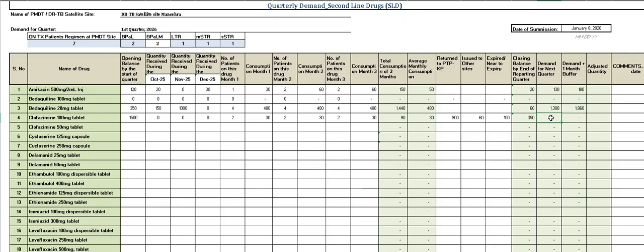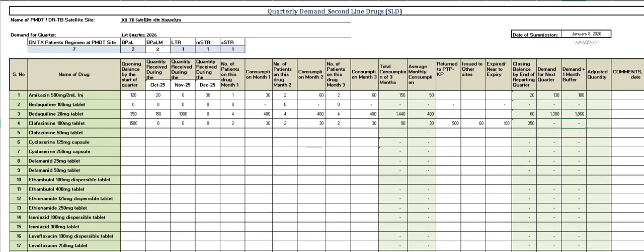The demand is 0, so no need to add any buffer stock. You have a lot of extra stock with you to be consumed in the next quarter. So this was all about it. This video was made with the objective of telling you how this quarterly second line drug SLD demand sheet, that is DB12, is filled. Thank you very much.